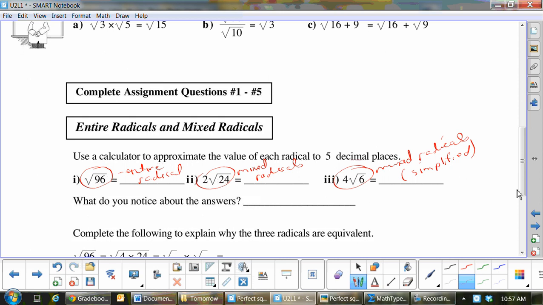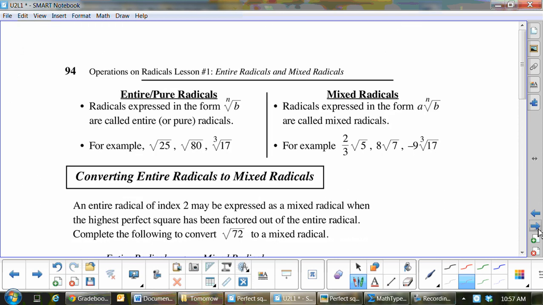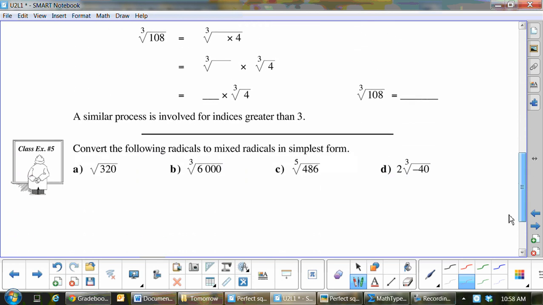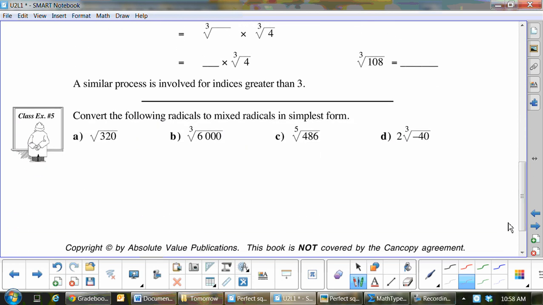So, entire radical, everything's in the house. And a mixed simplified radical, everything's as out of the house as much as possible. Well, what we're going to do is some examples of changing from entire to mixed. So let's come down here. It says, convert the following to mixed radicals in simplest form. Now, by mixed, take everything out of the house you possibly can.